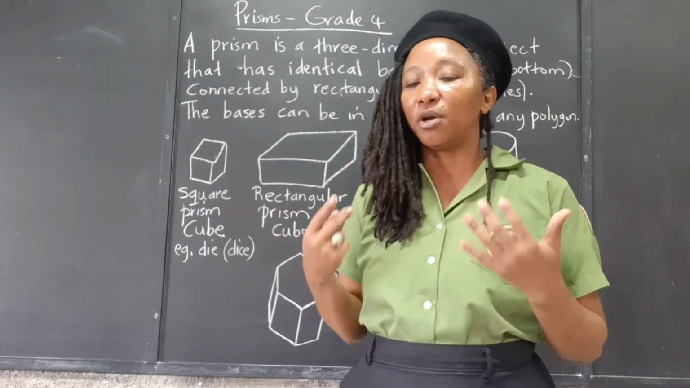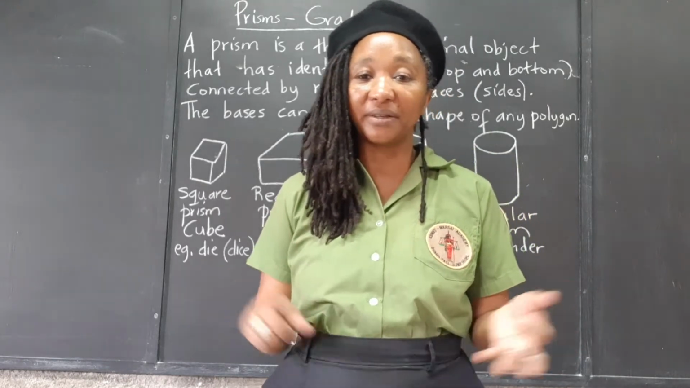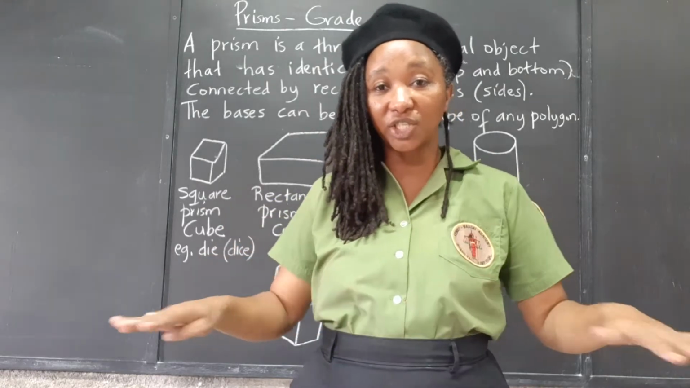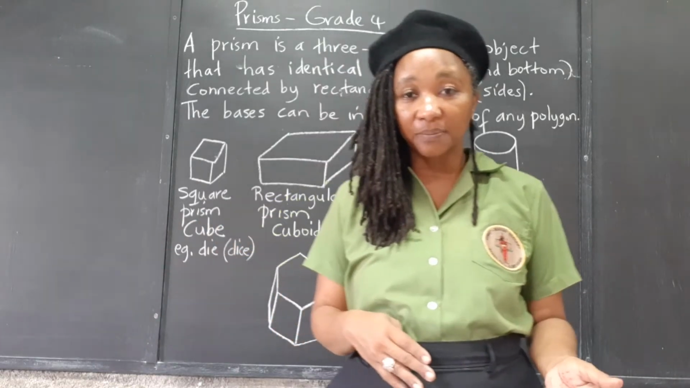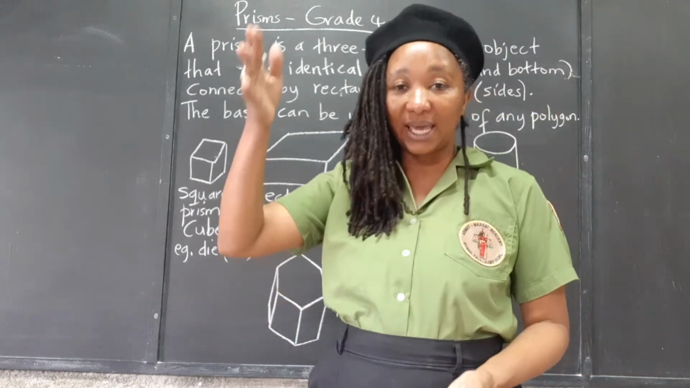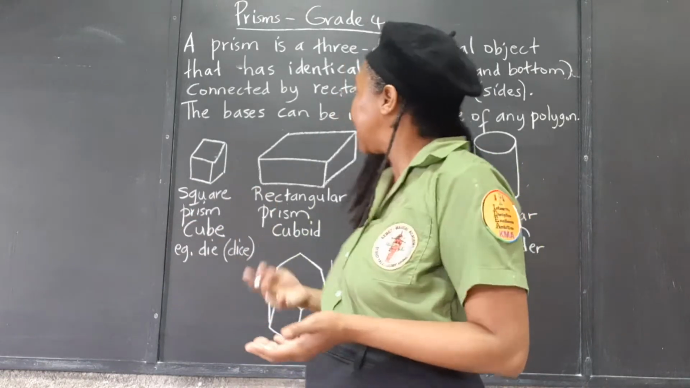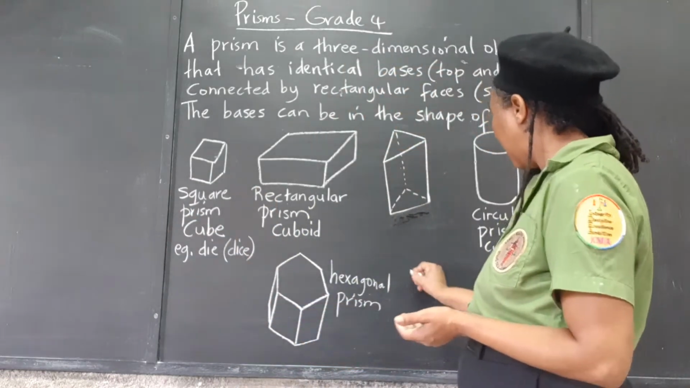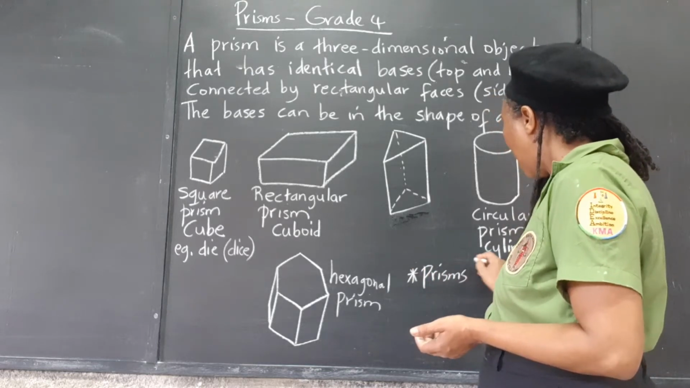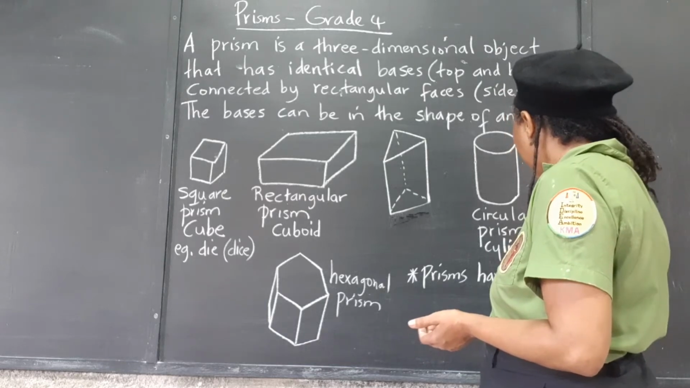So when we talk about plane or flat shapes, we're talking about rectangles, squares, the other polygons, so they only have two dimensions, length and width. The prism has an additional dimension, height. So it's raised off the surface. So prisms have volume, so we should write that. Prisms have volume.